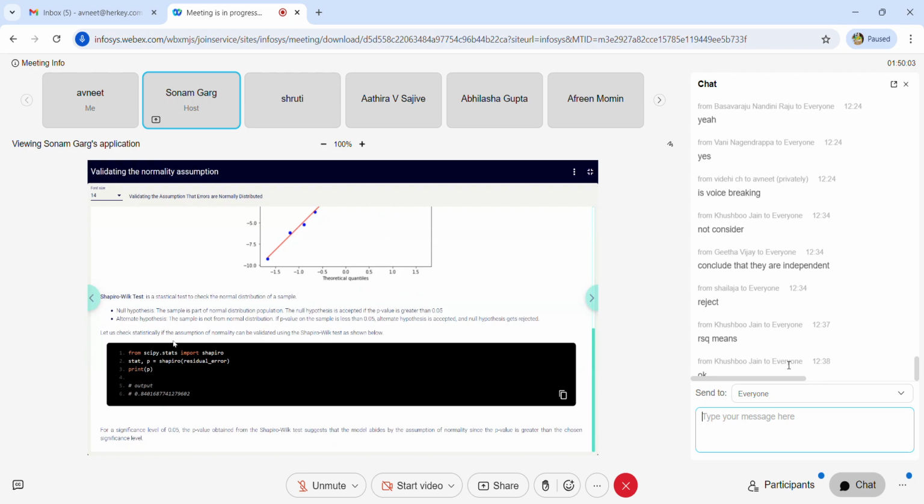Okay, we have also included the Shapiro test here, which we already did. On this residual error, if you invoke Shapiro, you get two things. One is the test statistic, and the other is the p-value. So stat and p, two things you get. We'll not go by the statistic, we'll go by p, which comes to be 0.8.